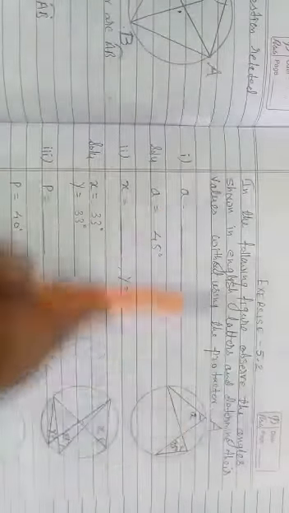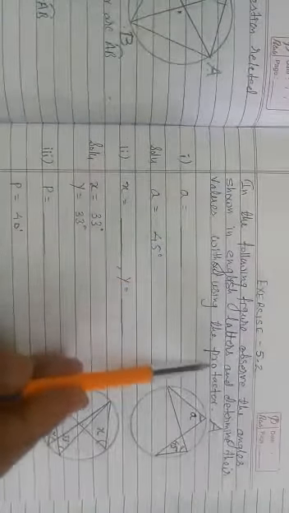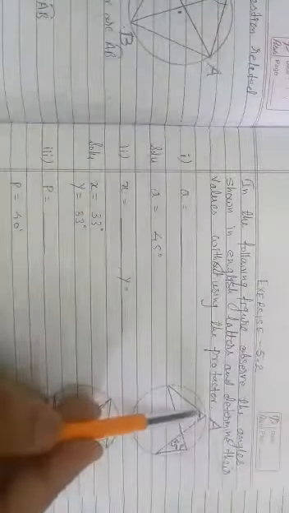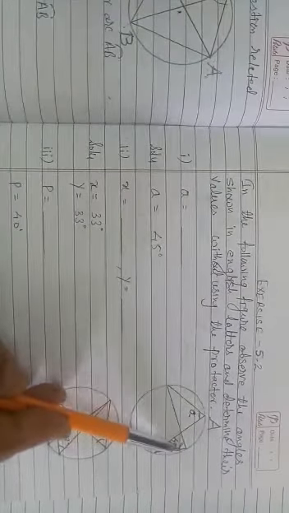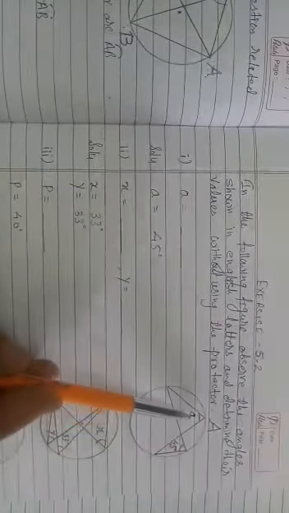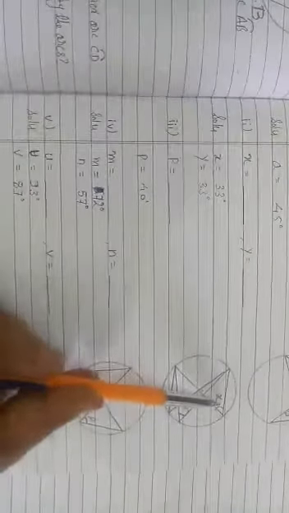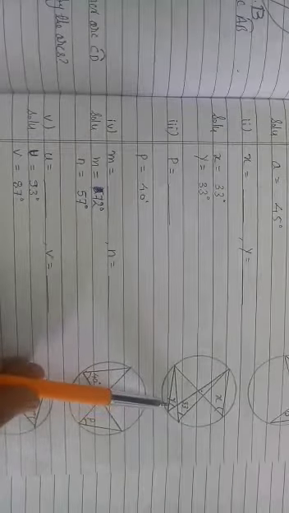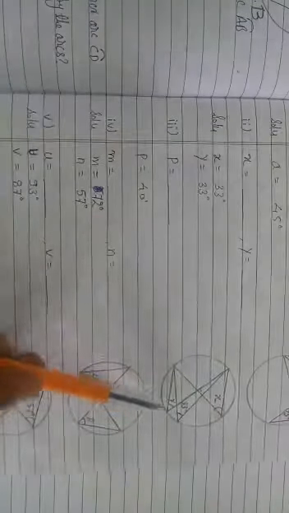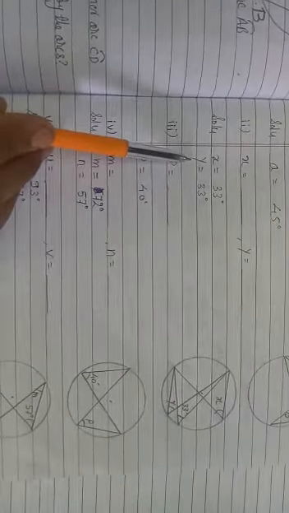In the following figure, observe the angles shown in English letters and determine their values without using the protractor. You don't have to use a protractor to measure the angle. We know this is a circle and it is in the same arc. Just now I gave the theorem. Angles inscribed in the same arc of a circle are equal, that means this angle A will be 45 degrees. Now the second question, find the value of X and Y. This is also angles formed in the same arc of a circle. That means X and Y both will be 33.